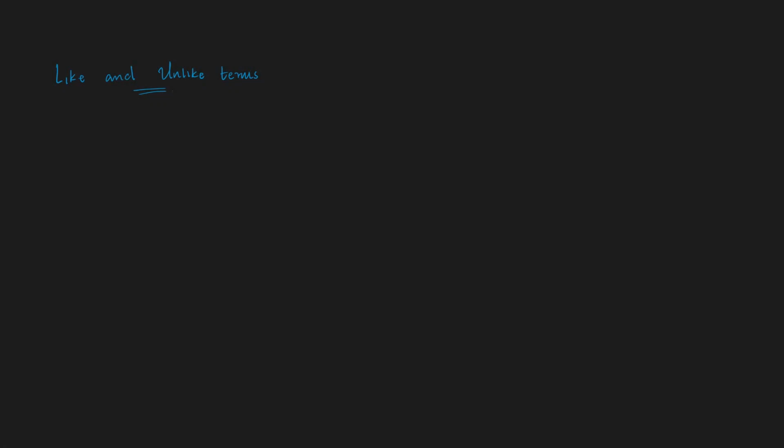Alright, so in this video we'll be looking into the idea behind like and unlike terms. Two algebraic terms are considered like terms if they have the same set of variables. Let me write that down. Like terms. Now what does that mean?